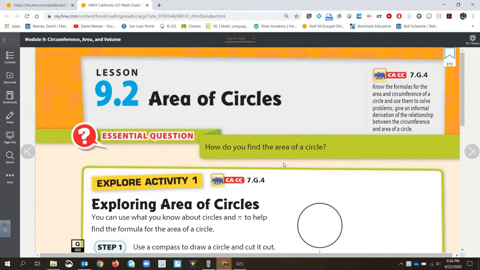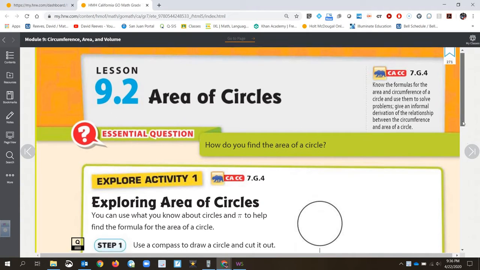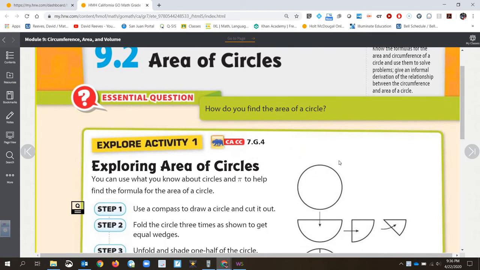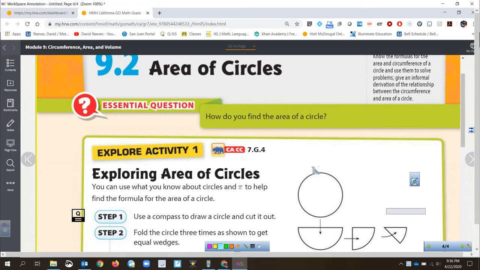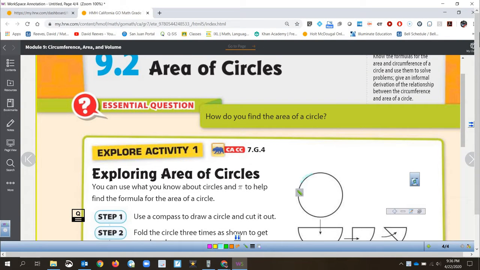So you can see our essential question here is how do you find the area of a circle? Right here, I have a circle, and we're going to talk about finding the area. Quick review on the previous lesson, we were finding the circumference. The circumference of a circle is the distance around the outside of the circle.